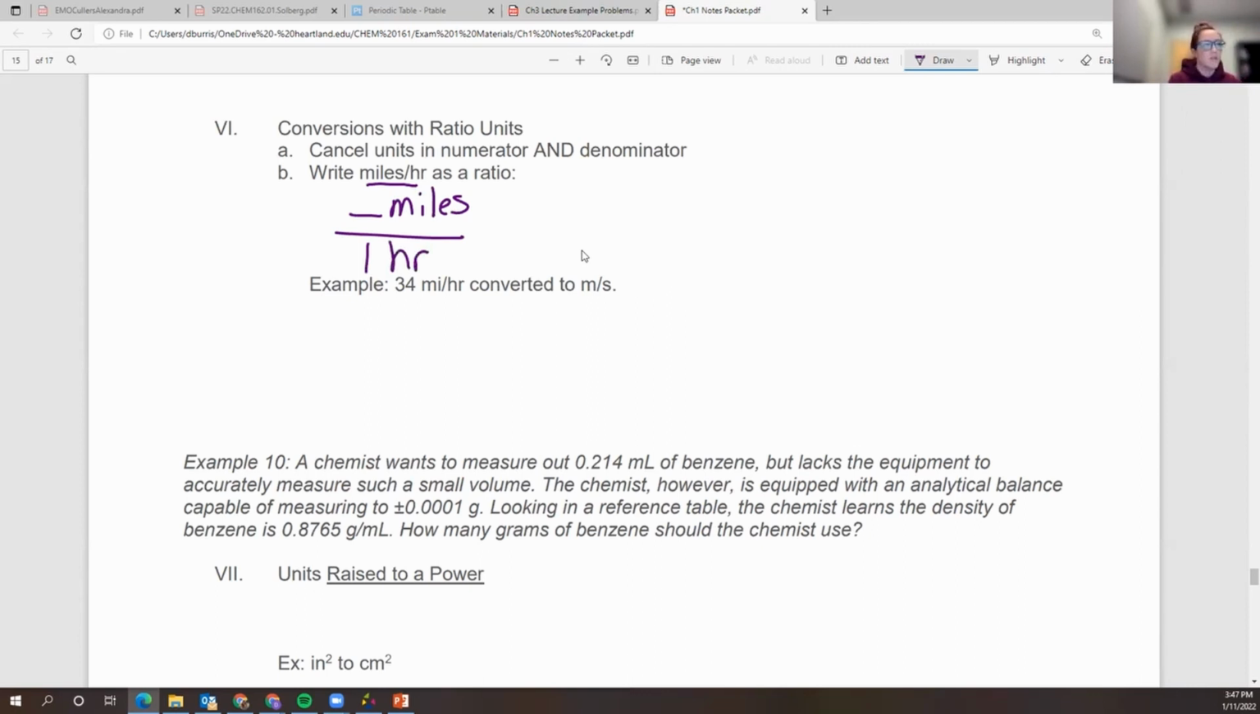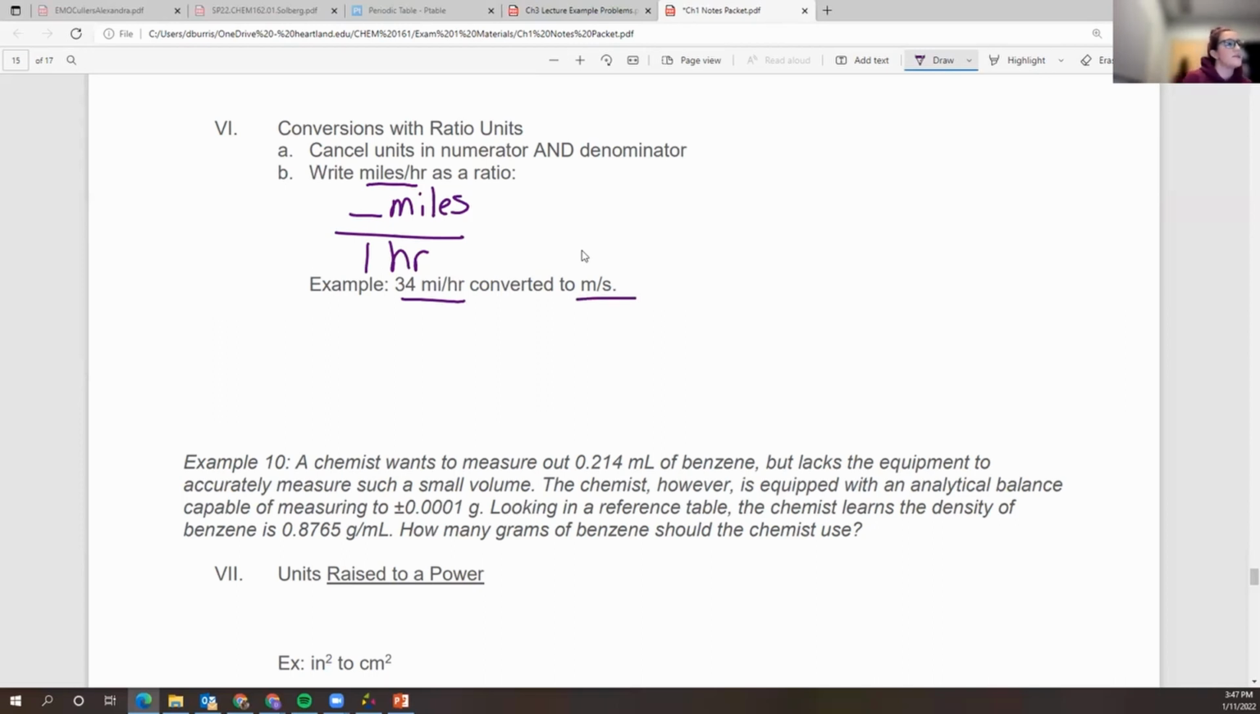Now, remember before, the only time I said you're going to write something on the bottom is if you have a unit like this. It should always still be a 1 on the bottom, but you want to split your unit up in order to convert it. So if we're converting something like this, you have to make sure that your numerator and your denominator work out the way you want to. So I'm going to convert 34 miles per hour into meters per second.